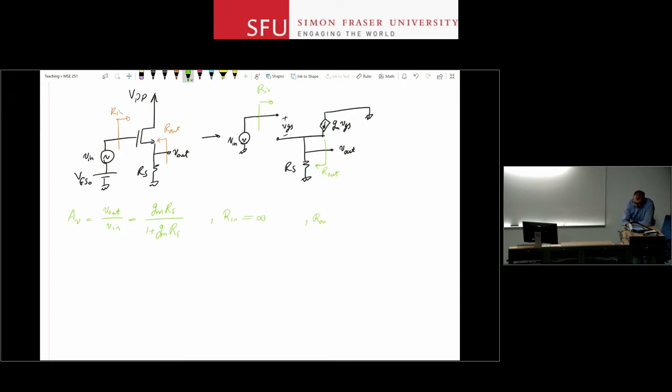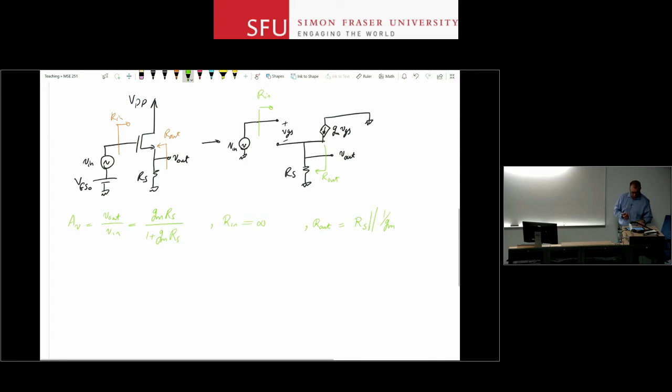And R out, if you do the calculations, is going to be RS in parallel with 1 over GM for the MOSFET. In this case, it's the GM for the MOSFET, right? Or you can call it RM as before. And again, you can see that this can be a small value.